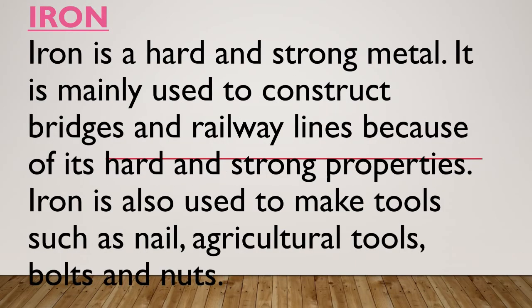The third point is iron. Iron is a hard and strong metal. It is mainly used to construct bridges and railway lines because of its hard and strong properties. Iron is also used to make tools such as nails, agricultural tools, bolts, and nuts.